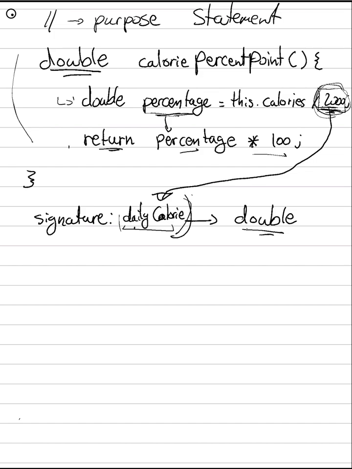Yes, it does indeed. So then, when we had double, what's the name? Oh yeah, calorie percent point. Yes. Calorie percent point. Instead of an empty parentheses, we can say take an int of daily calorie.